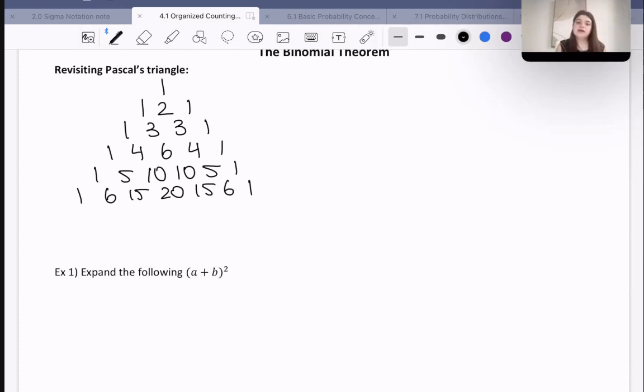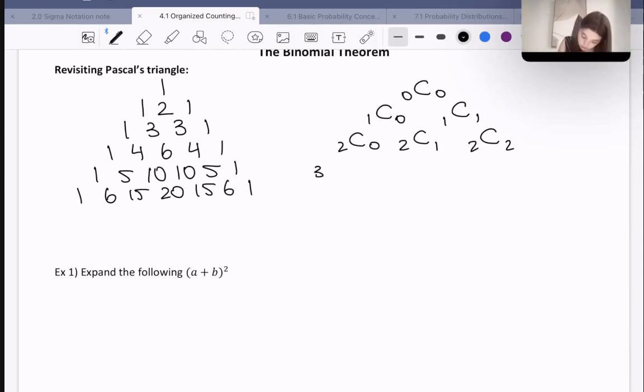All right, and keep in mind that the first row is the same as 0 combination 0. Then we have 1 combination 0, 1 combination 1, 2 combination 0, then 2 combination 1, 2 combination 2, and so on. These are the same numbers, right? These are those same values. I'll do one more line. 3 combination 0. Amazing.